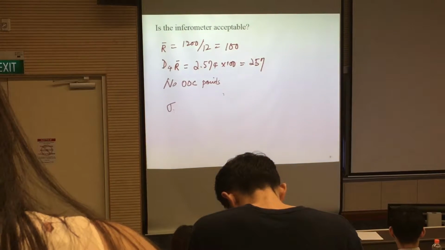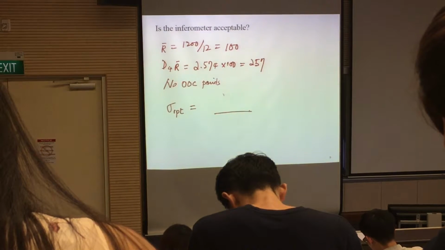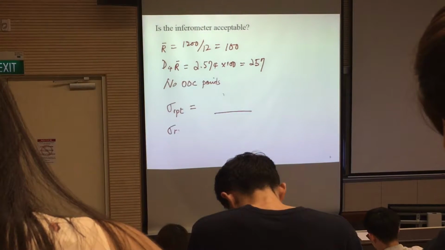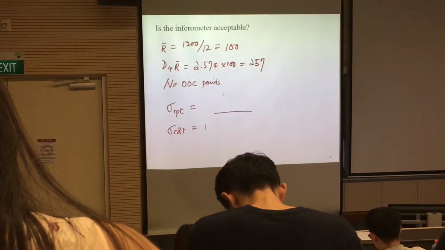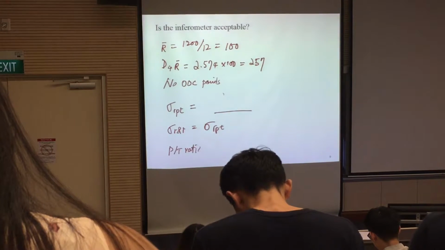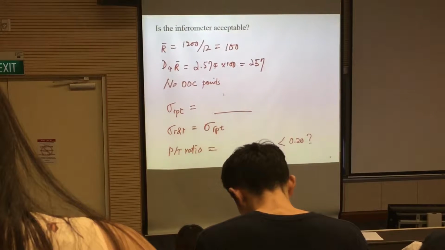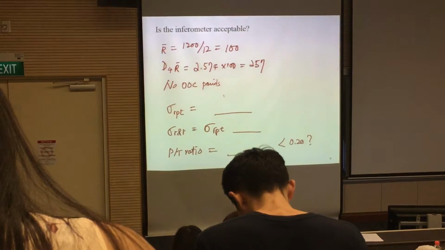You only need to calculate RPT, that's all. RPT, what is this? And then sigma R&R is equal to sigma RPT. And after that, the PT ratio. And what is this? Is it greater than 0.2? Can you fill up the space? That's all.